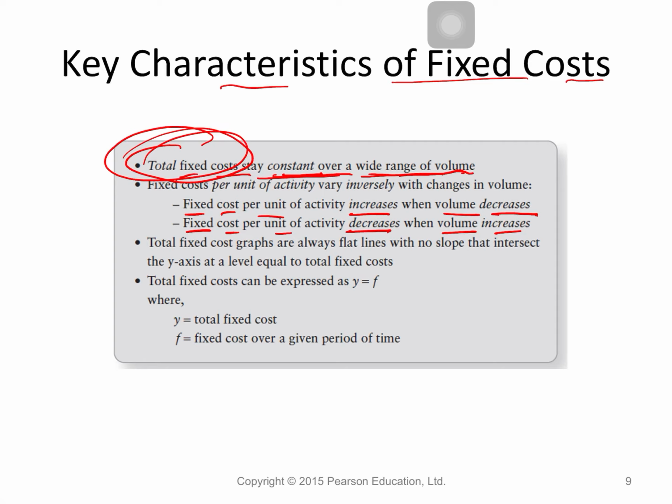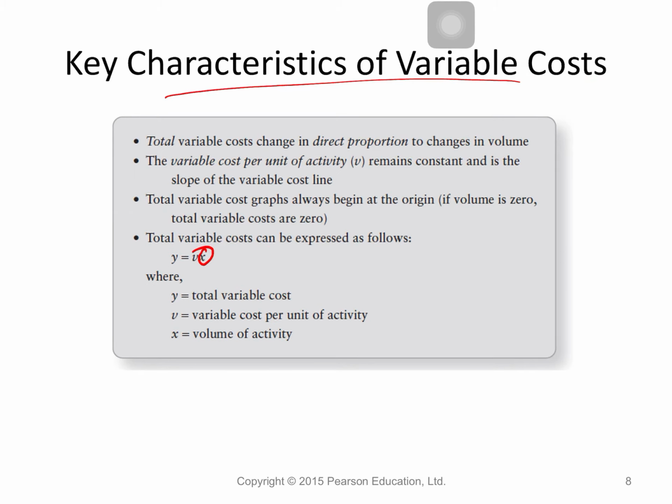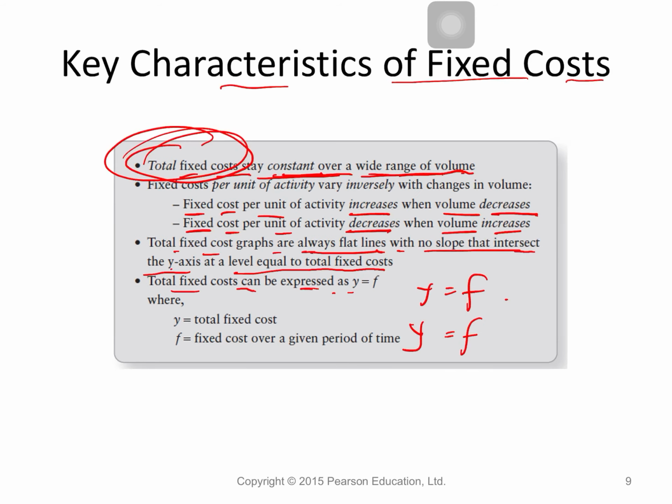Total fixed cost graphs are always flat lines with no slope that intersect the y-axis at a level equal to total fixed cost. The total fixed cost can be expressed as y equals f. If in the variable cost you have the x here, which means volume of activity, here we do not have x, because even though your x increases or decreases, the fixed costs remain constant.